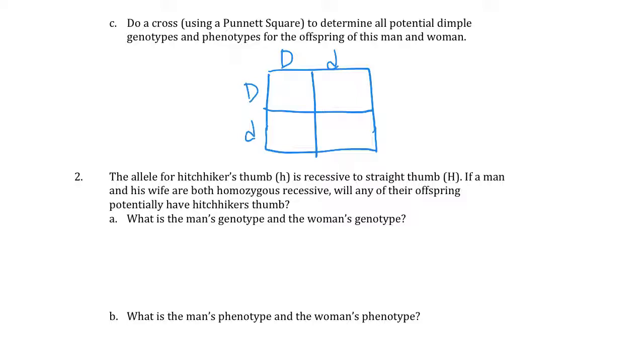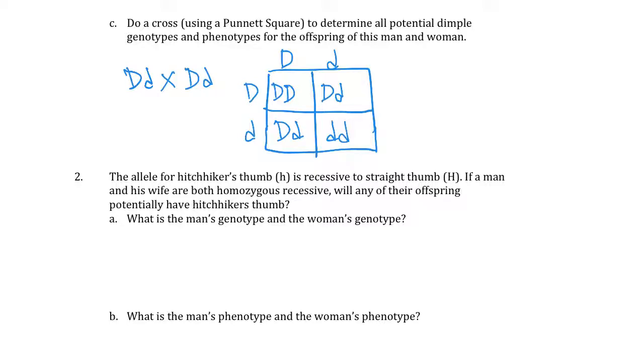So you basically simply match the column to the row. So this would be big D, big D. This would be big D, small d. You always write the dominant letter first. That's just a convention, so we don't get confused. And then big D, small d, and small d, small d. So this is a cross. We're crossing this individual with this individual, and these are the results that we get.